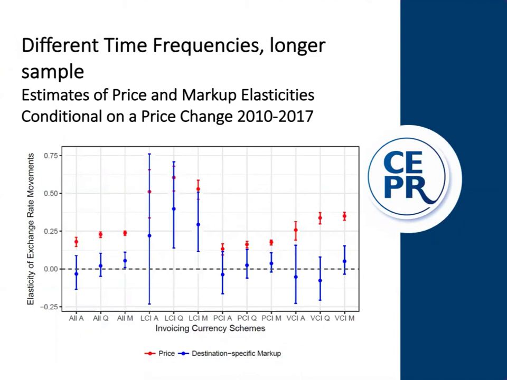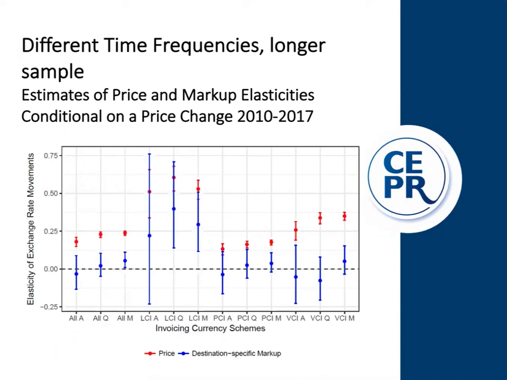On the y-axis, we have the elasticity of the export price to the exchange rate. That's represented by the red dots. We also have the elasticity of the destination-specific markup to an exchange rate, and that's the blue dots. On the x-axis, we have 3 different sets of numbers. The first 3, all A, stands for all transactions at the annual frequency. All Q means all transactions at the quarterly frequency. And all M means all transactions at the monthly frequency.